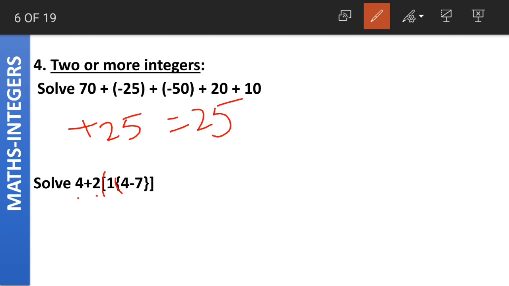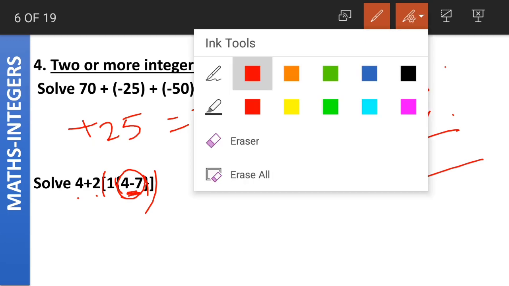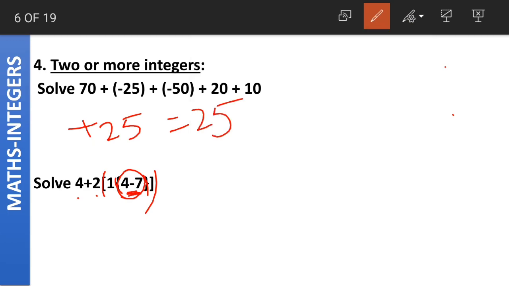Again we have the confusion of brackets here. What should we do when we have such brackets? Go to the innermost bracket, which is this 4 minus 7. How do we solve 4 minus 7? We have one positive and one negative integer. We subtract the smaller absolute value from the larger absolute value. What is 7 minus 4? 7 minus 4 is equal to 3.